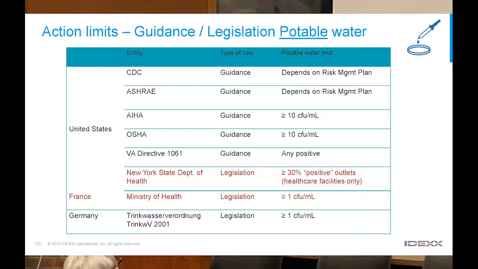Not kidding, okay? There's never been an epidemiological study to understand the infectivity or dose response rate for Legionella in humans. It really does depend on those three factors: the strain, the exposure, and the person's susceptibility.